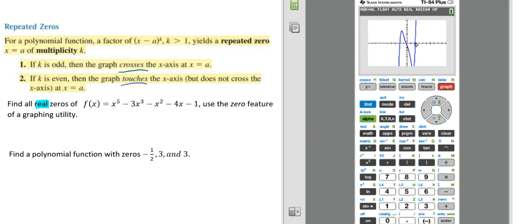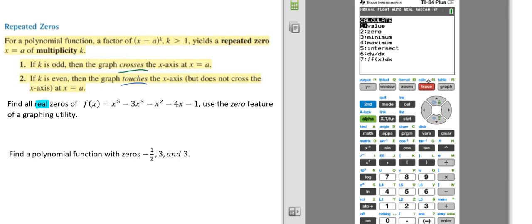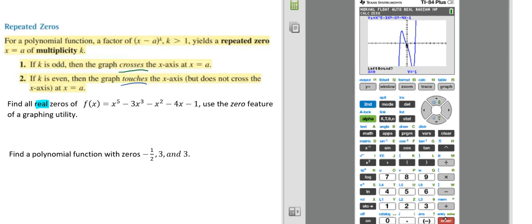Now we're going to use the zero feature of our graphing utility. To do that, we go to second, trace, which is our calculate menu, and go to option number 2, which is zero. I'm going to hit enter, and it says left bound. So we need to decide which zero we're going to do first. I like to start on the left and then work my way to the right.